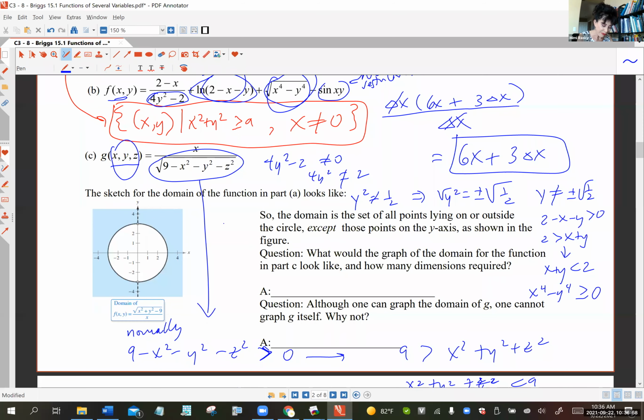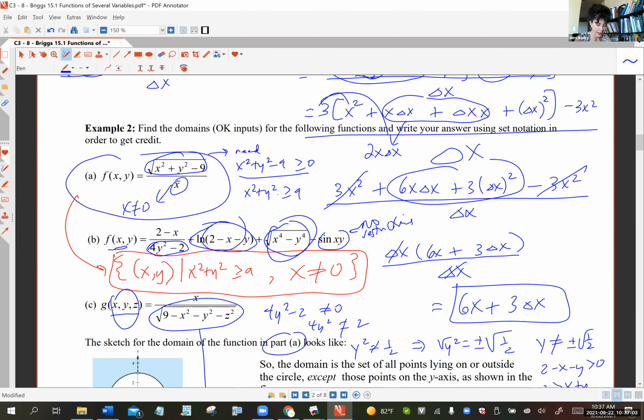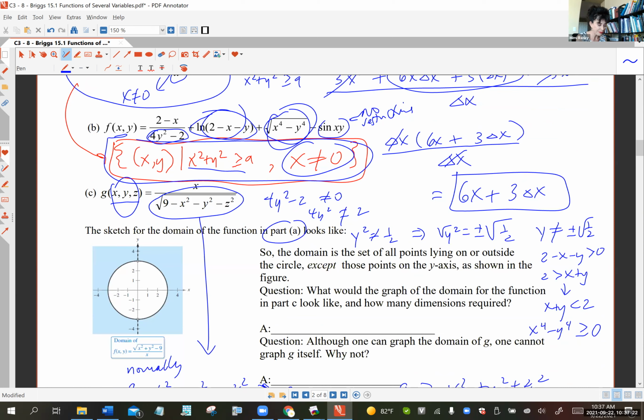So take a look at the part A answer. Where was it? It's here in red. That answer requires any points living in the XY plane such that x squared plus y squared is always greater than or equal to 9, and we never want x to be equal to 0. So how would you graph that? They graphed it right here for you.